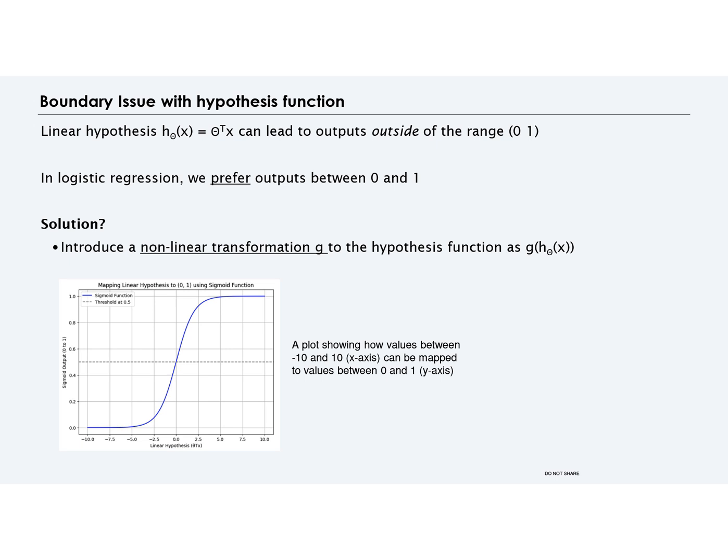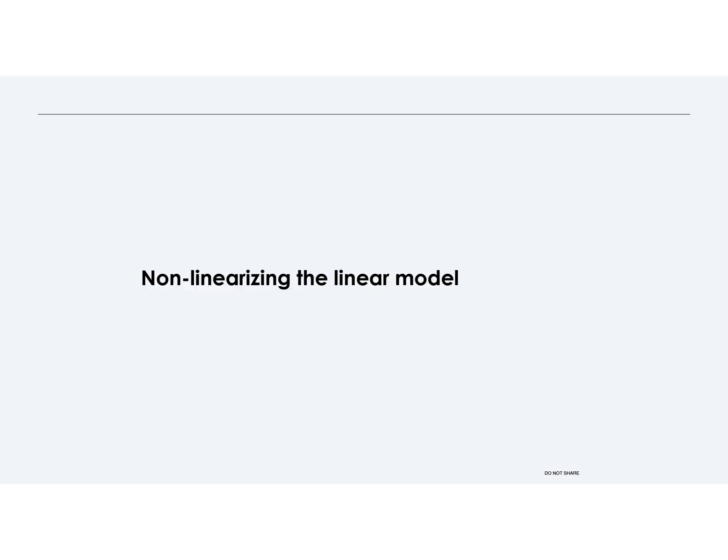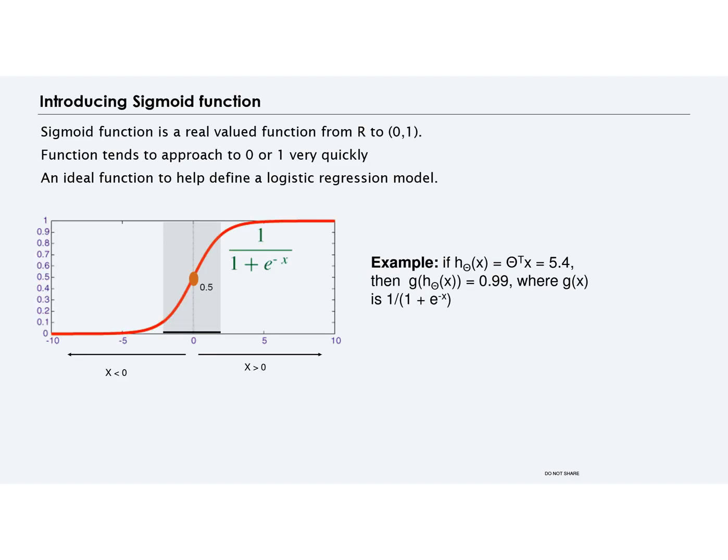One issue coming out of linear regression is that the output h theta x can be outside of 0 and 1, so we need a function to normalize the value. In this case, we will introduce a nonlinear function. So how do we take a linear model and nonlinearize it? Here, we introduce the sigmoid function. It is a powerful tool in the world of logistic regression, transforming any real number into a value between 0 and 1. This characteristic makes it perfect for modeling probabilities.